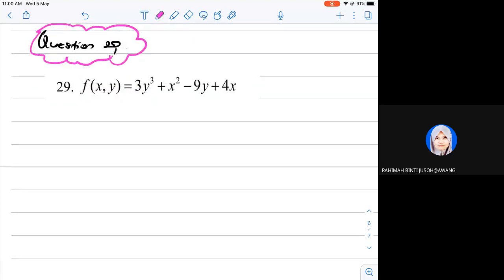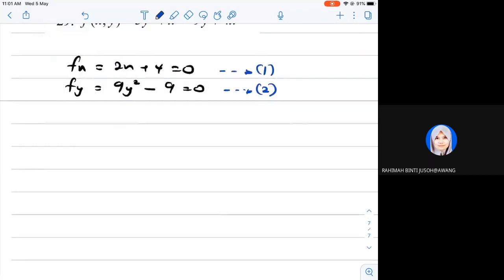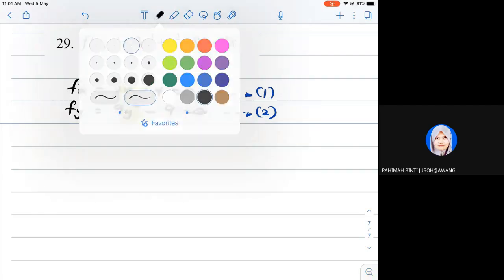Okay, so now find the critical points. Cari fx samalah dengan 2x plus 4 equals to 0. Fy pula dapat 3 kali 3, 9, y kuasa 2 minus 9 equals to 0 kan? Okay, so this is your first equation. This is your second equation. Ini tak payah guna simultaneous equation pun. Sebab dia tinggal satu variable je. Kan? Ini x. Ini y. So, direct je lah ni guys.